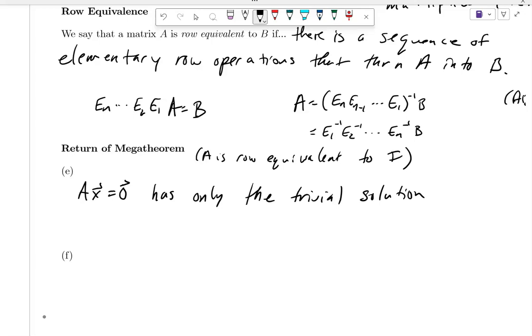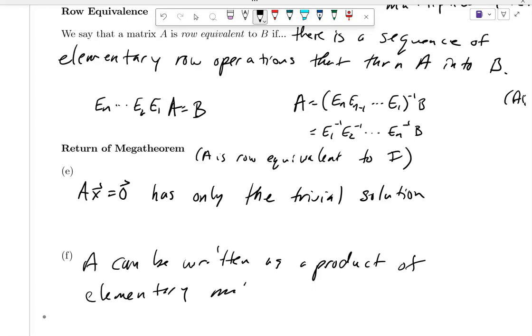The last one here that we're going to put in here is related to row equivalence. Notice that if A is row equivalent to I, that means I can write the A as a bunch of these elementary matrices times I. Right? That's what it means to be row equivalent. Well, anything times I is just what I started with. So now I have A as a product of elementary matrices. So that's another equivalent condition, is that A can be written as a product of elementary matrices.